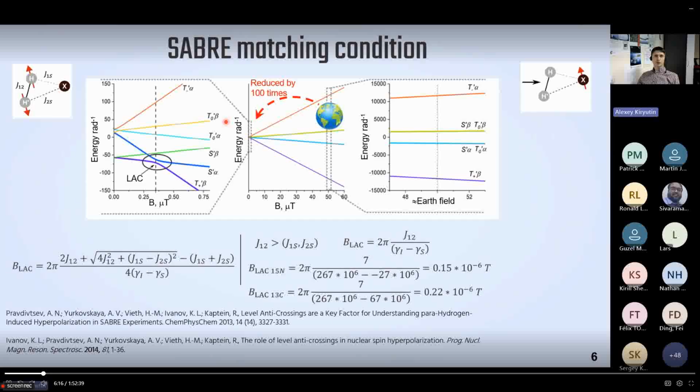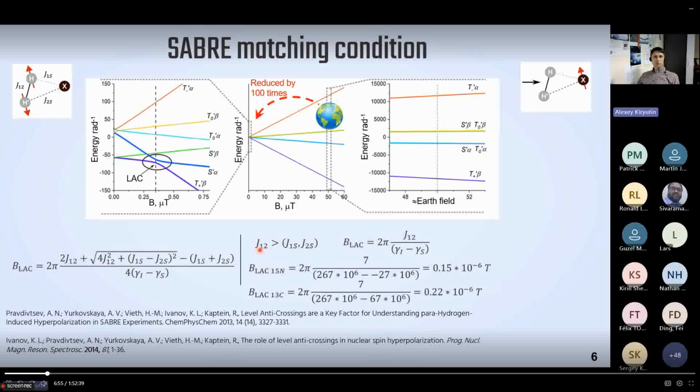To understand the efficient polarization transfer, let's look at a simple three-spin system consisting of 2 hydride protons and 1 nitrogen spin of bound substrate. When we calculate and plot the energy levels versus magnetic field, we observe that at very low field, 2 levels should theoretically cross. However, due to non-zero spin-spin coupling, these levels undergo an avoided crossing, which is called a level anti-crossing, or simply LAC. The position of the LAC depends on all spin-spin couplings in the system and gyromagnetic ratios of both hydrogen and protons, hydrogen and nitrogen.